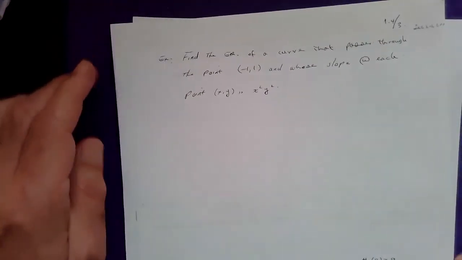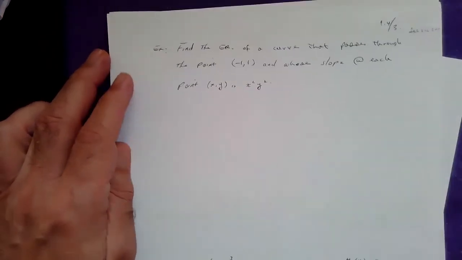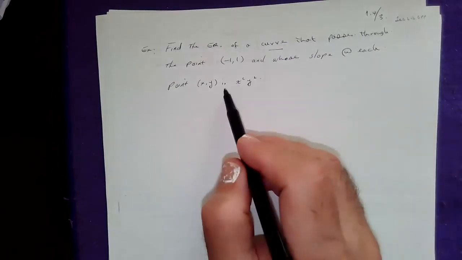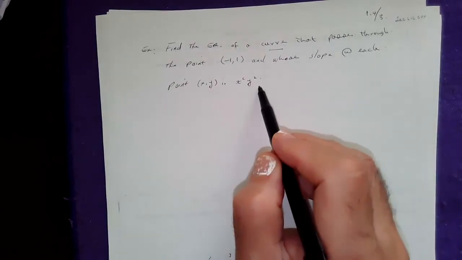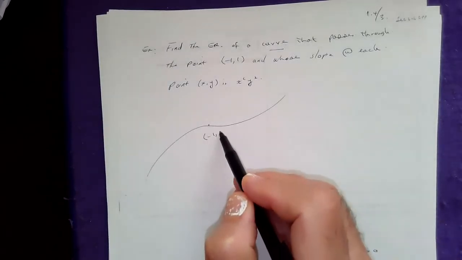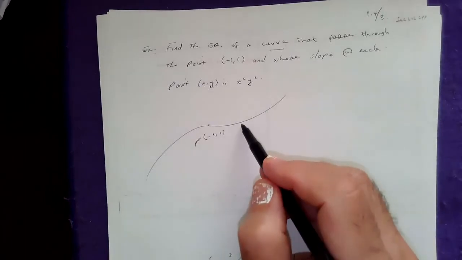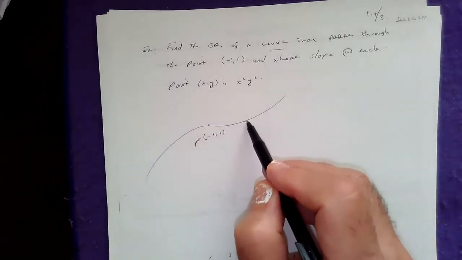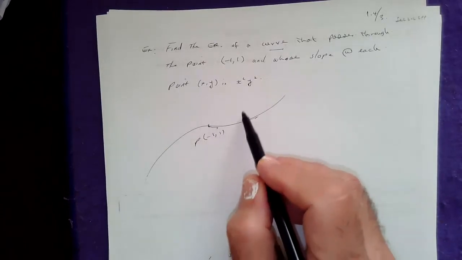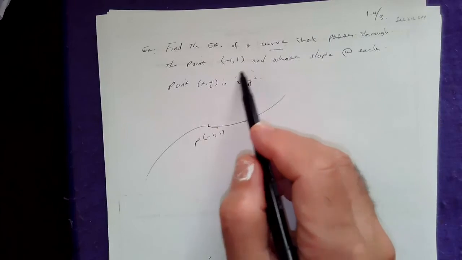All right. Here is an example of application, an example of why do we care about differential equations geometrically. The question is, find the equation of a curve which passes through this point and whose slope at any given point is x squared times y squared. So here's a curve, right? It passes through this point. And the slope of the tangent line to this so-called curve is given by this.